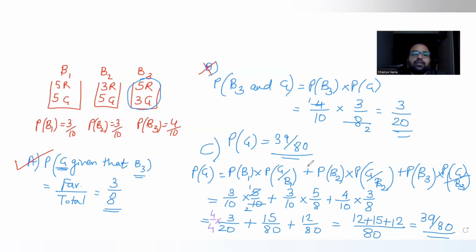So you get the answer: the probability that the chosen ball is green is 39 by 80. Let's check. The option says the probability that the chosen ball is green equals 39 by 80. So we are getting the correct answer here also. So this option is also correct. So the third option is also correct. So till now we have A and C as the answer. Let's find out if option D is also the answer for this question. So I'll do it on the next page.